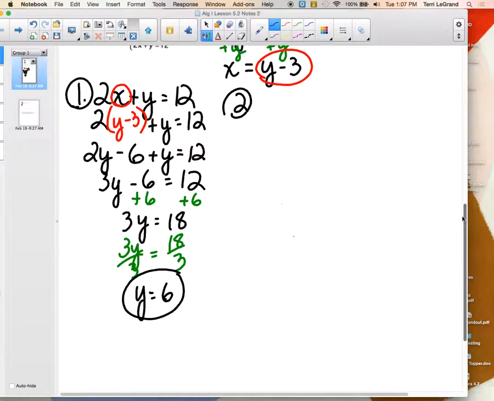Well, we might as well use this. x equals y take away 3. And we'll substitute in for that y. What are we going to put in? 6. So our x value is 3.